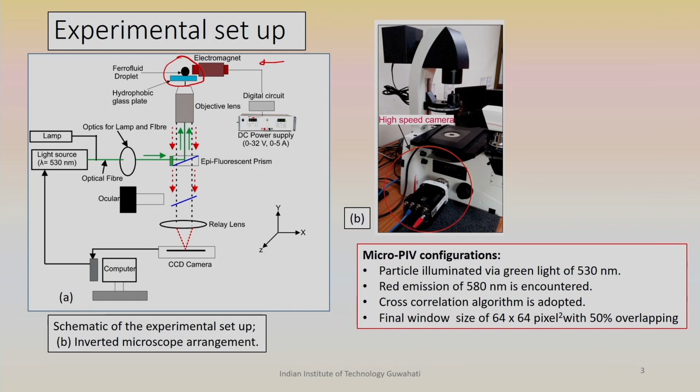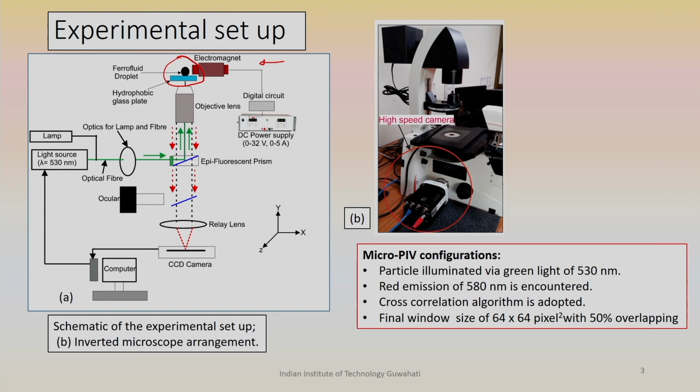So, this is the experimental setup which is used in real life applications, essentially to measure the microscale flow feature, and that is what I would like to discuss today in the context of measuring the droplet flow dynamics. Now, at the right panel I have written that particles are illuminated by green light of 530 nanometer wavelength, and red emission of 580 nanometer is encountered, and this red emission is taken through this epifluorescent prism into the relay lens and finally to the CCD camera.